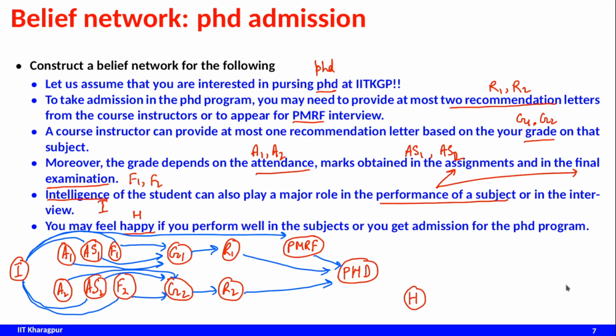And I feel happy if I get admission in the PhD program, or I perform well in the subject. So the grades will have some impact on my happiness level. So this will be one such belief network, and if we know these probability values, we can actually reason about the probability values for different scenarios.